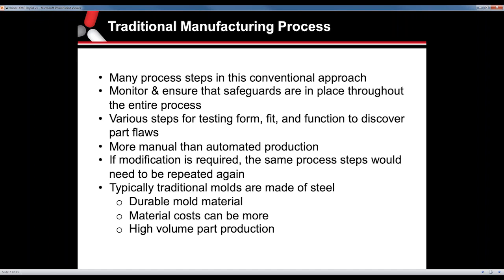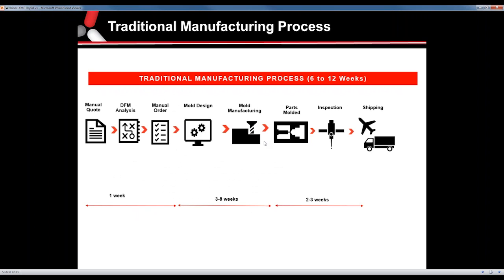Yeah. And we'll just walk through a normal process for a traditional injection molder. So it starts off with a manual quote. Someone's going to take that file, review it, and put everything together for that production tool or that traditional tool. And again, do a DFM analysis, which is all going to be a separate step in the process. Then an order's placed. Typically, it's going to be mailed or sent in or faxed in.